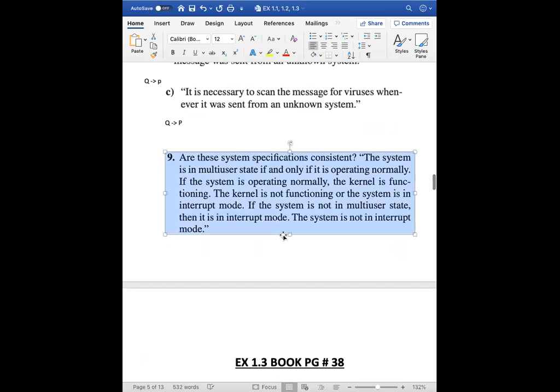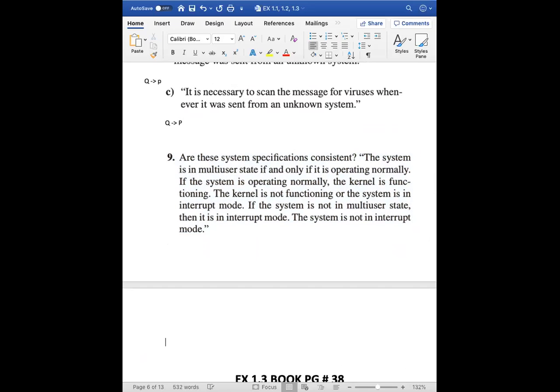Okay, so moving on to this question here, question number 9. Are these system specifications consistent? The system is in a multi-user state if and only if it is operating normally. What we will do for this question is divide this whole paragraph into short English sentences, represent each with a proposition variable, and then compose a propositional statement using those variables.